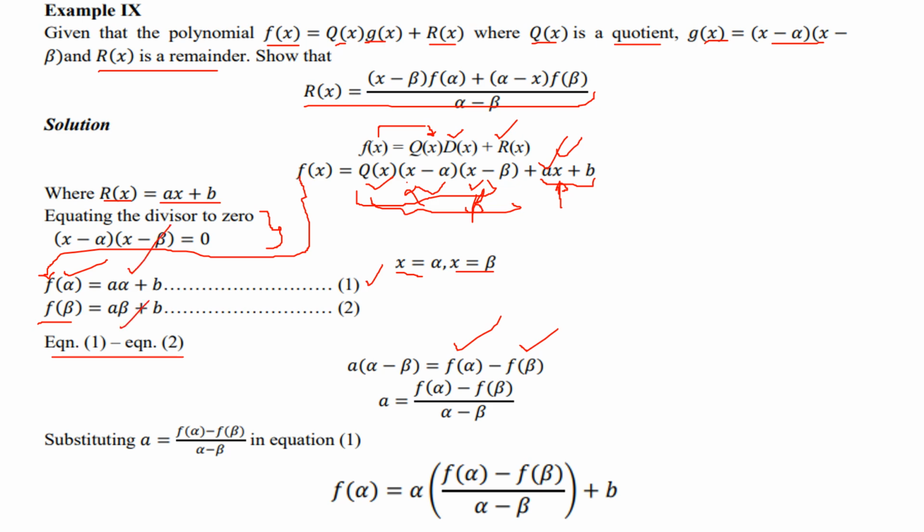Now b minus b will go away. So that's why you're having this expression. Then you make a the subject by dividing through by alpha minus beta. So you end up with this expression. Now I've told you what they're telling us to show, we don't have any constants. So we have got the value of a.